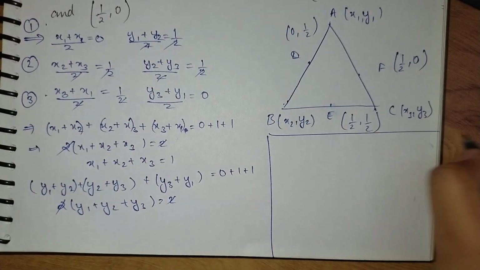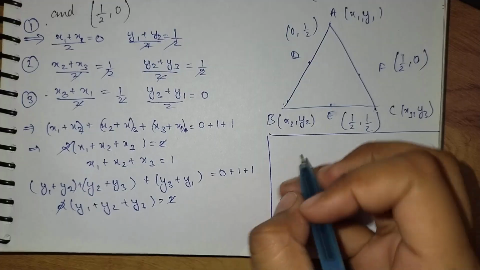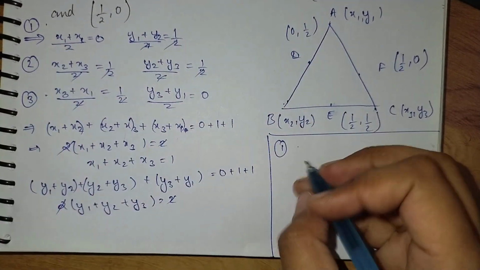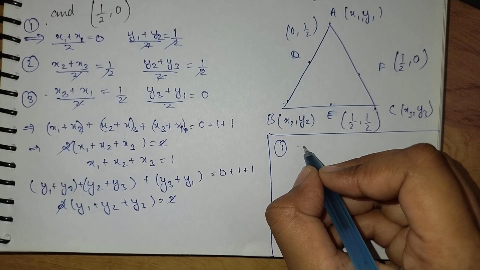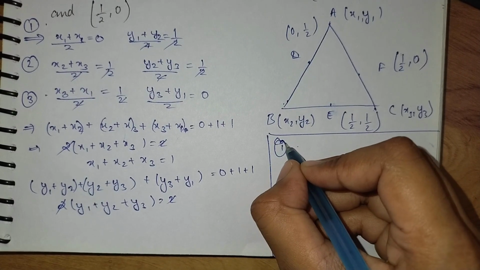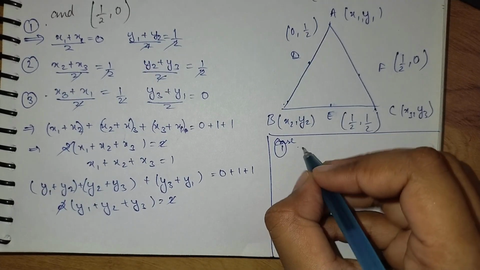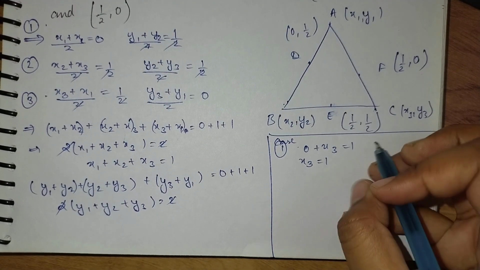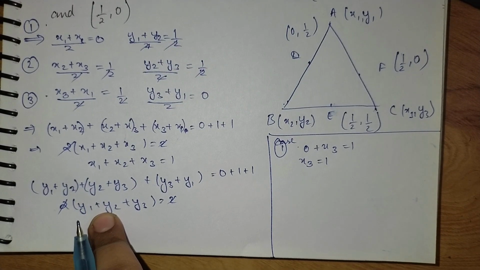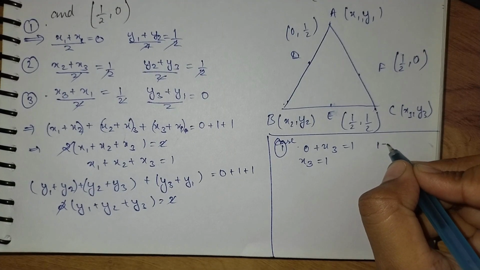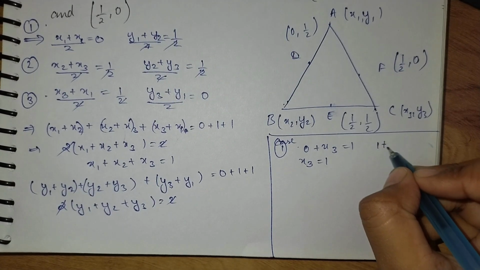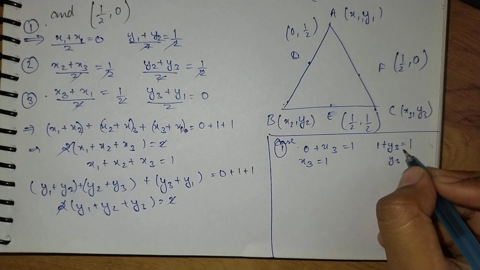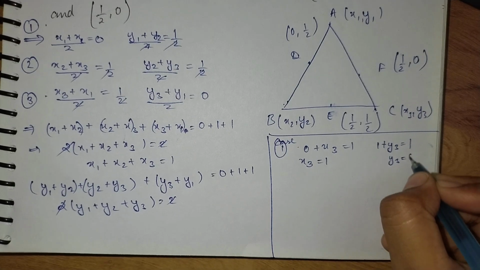So if we make cases and we have to find the values of x1, x2, x3, we will put firstly x1 plus x2 in the first case, where x1 plus x2 equals 0. So in the first case, x1 plus x2 is 0, plus x3 equals 1. So x3 from there we find as 1. And if we take again y1 plus y2 as 1, then 1 plus y3 equals 1, which means y3 is equal to 0.